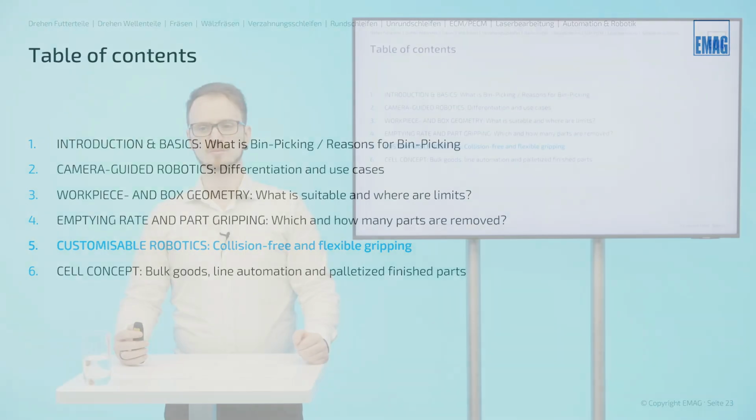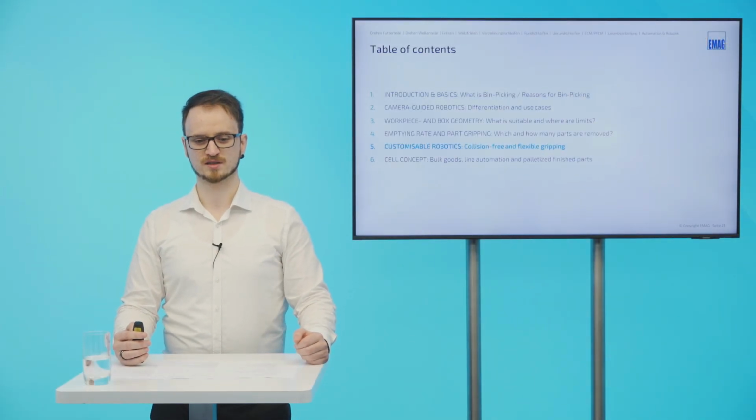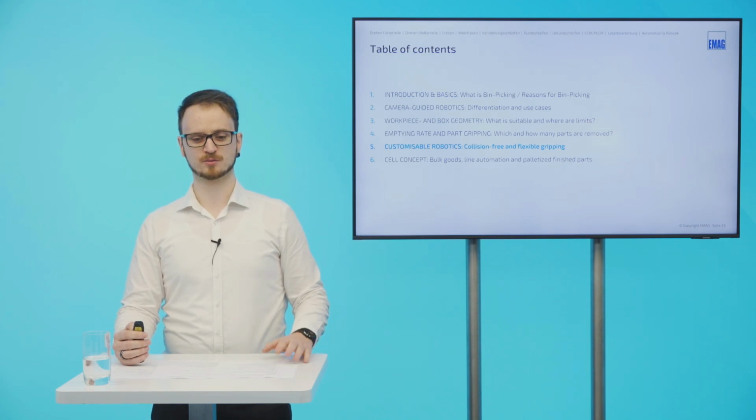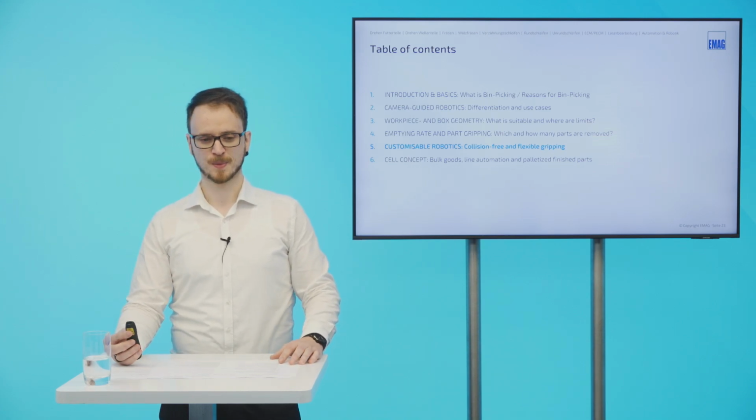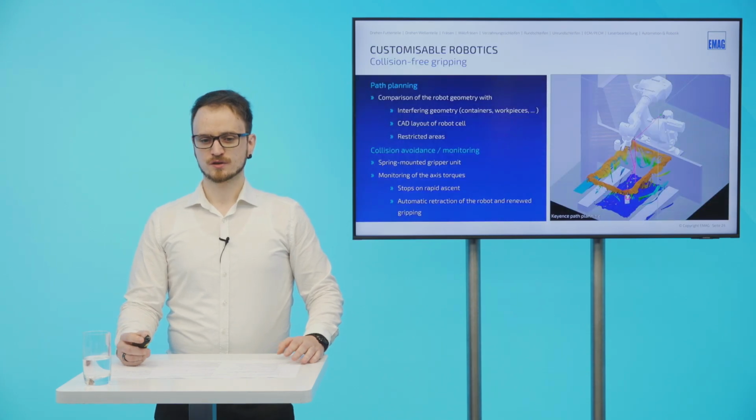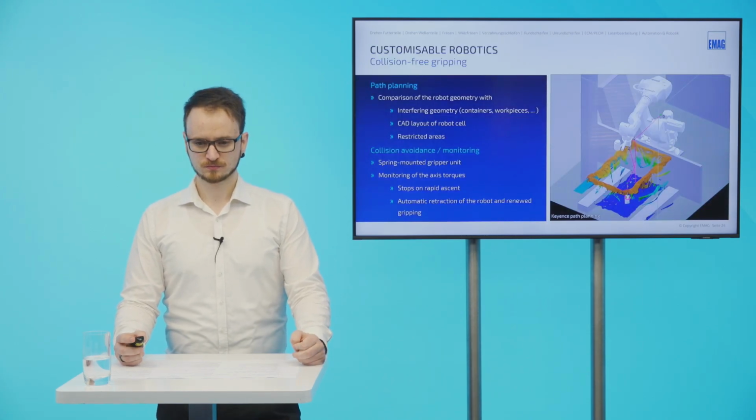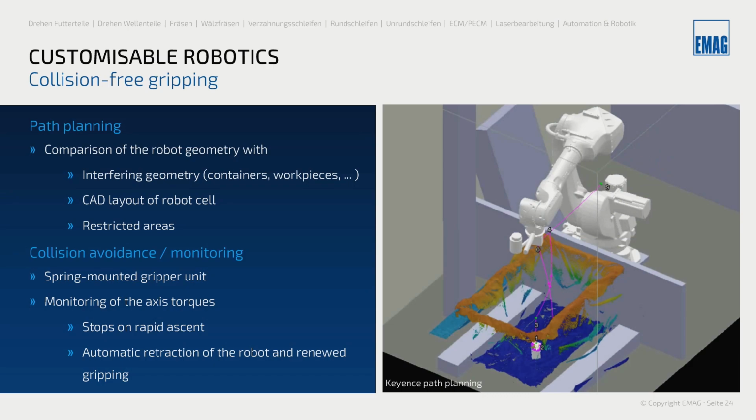So let's talk about our next topic, customizable robotics. We will discuss a lot about flexibility and collision freeness now. So first of all, collision-free gripping. To ensure that the robot won't collide during the operation with the container or anything else in the robot cell, we check the robot geometry against any interference geometry that is visible for the camera, the containers, different workpieces, and also the CAD layout of the robot cell or different restricted areas defined by the robot program itself.